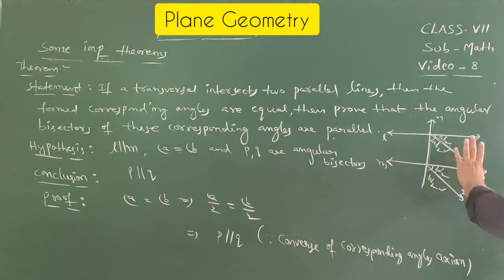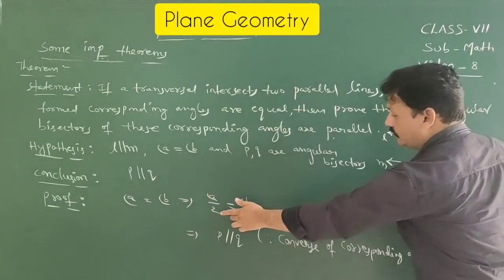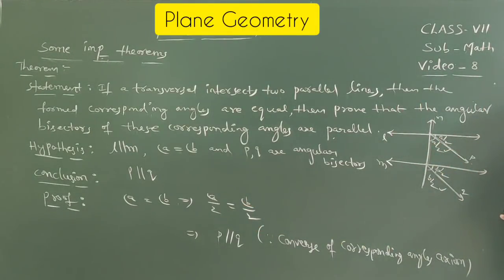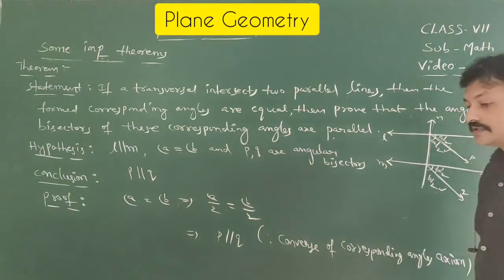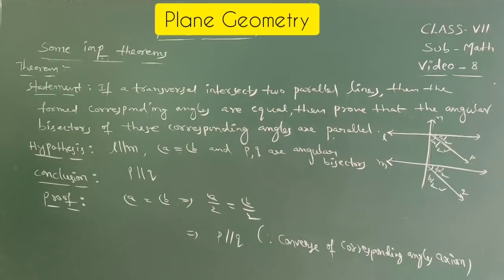Here P and Q are two lines intersected by a transversal N. Here the formed corresponding angles are equal, meaning ∠A by 2 equals ∠B by 2. If ∠A by 2 equals ∠B by 2, we can say that P is parallel to Q. Corresponding angles are equal, lines are parallel. Alternate interior angles are equal, lines are parallel. Co-interior angles are supplementary, lines are parallel. Co-exterior angles are supplementary, lines are parallel. So their converse is also true. According to that statement, we prove this one.